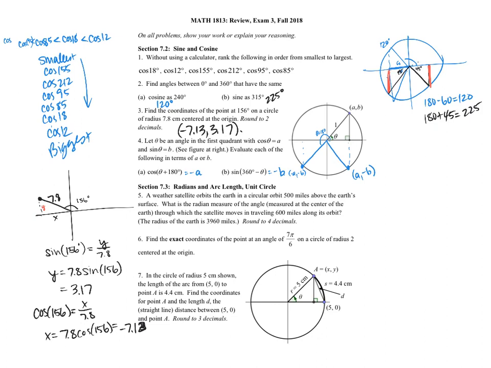Okay, so I know that I have here a satellite, and so the total radius from the center of the Earth all the way out is going to be 3,960 plus 500, which is 4,460. And then it's traveling 600 miles along its orbit. So this arc length is 600.